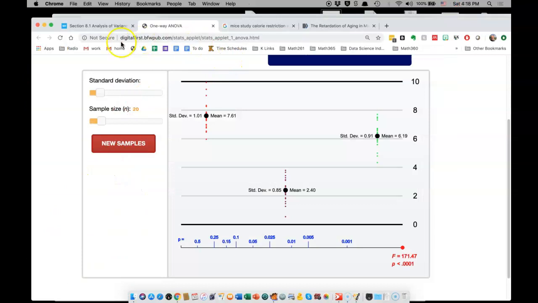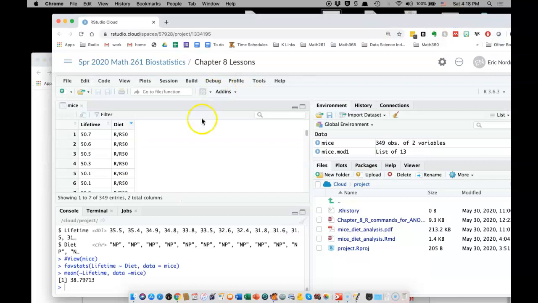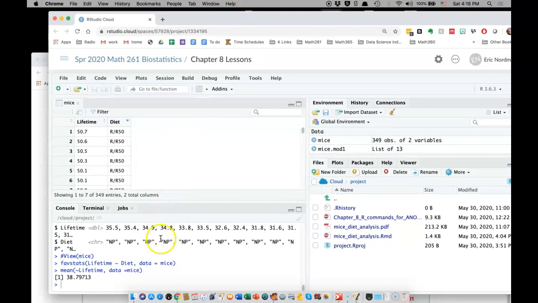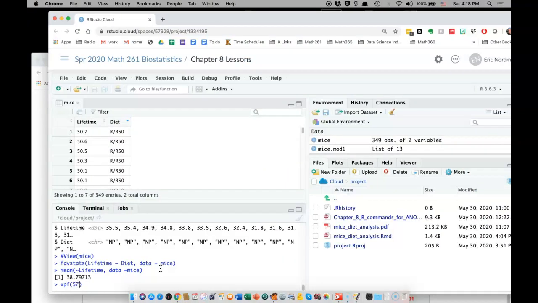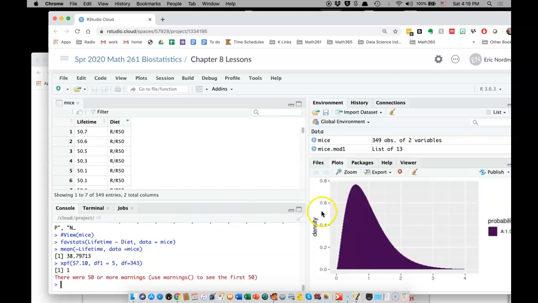Here we are at R, and let's get to the right version of this. I've got too many windows now, but I think I'm where I want to be. We want to do something where we can see a picture first. So let's take XPF of 57.10, and if I hit tab, I get the prompt. DF1 is 5 and DF2 is 343.